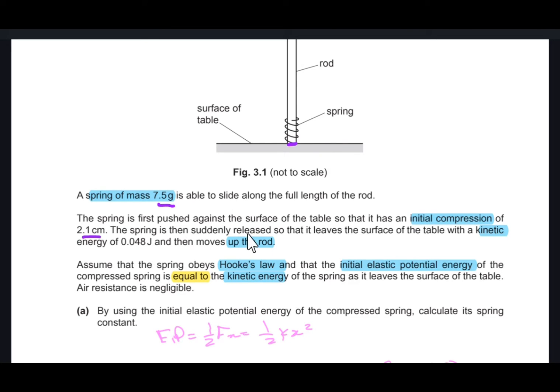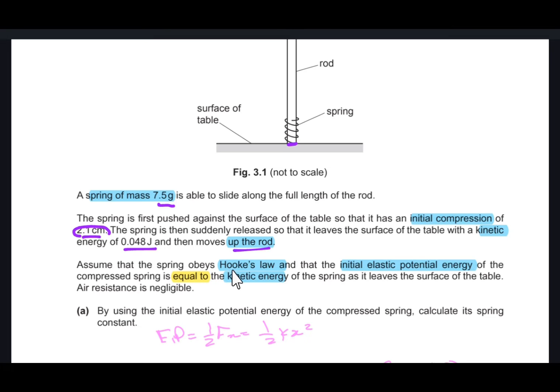The spring is then suddenly released so that it leaves the surface of the table with a kinetic energy of 0.048 joules. So we are given the kinetic energy and its compression, and then it moves up the rod. After it gains kinetic energy, it moves up the rod.